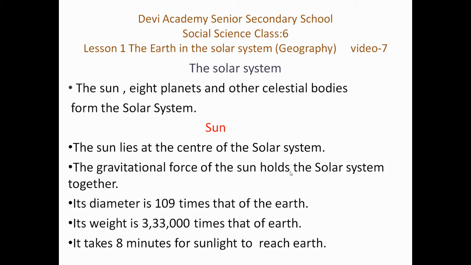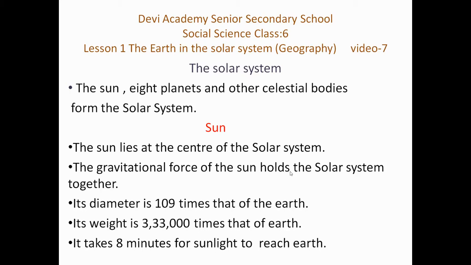Now, coming to the sun. You very well know that the sun lies in the center of the solar system and it is the gravitational force of the sun which holds all the other members of the solar system together. It means that the sun has some force which holds all the planets in their place and doesn't allow the planets to skip or go away somewhere. All the planets move around the sun because of the gravitational force of the sun.